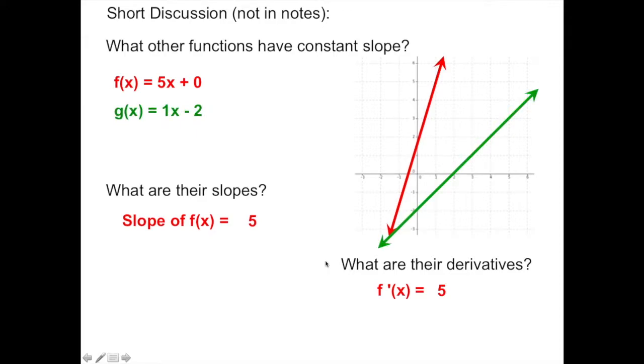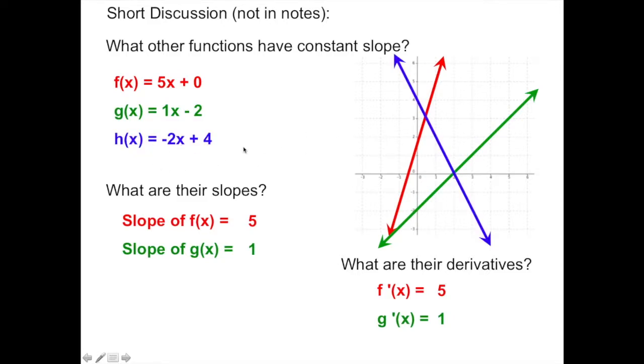Looking at another one, here's g of x with a slope of 1 and an intercept of -2. So an intercept of -2 and a slope of up 1 over 1. So what's the slope here? The slope of g of x is 1, which means the derivative of g of x must be 1. Let's take a look at another linear function. Here's h of x equals -2x plus 4. We have an intercept of 4, and then we go down 2, right 1, down 2, right 1. So the slope of this function is -2, which means the derivative of that function everywhere is -2.